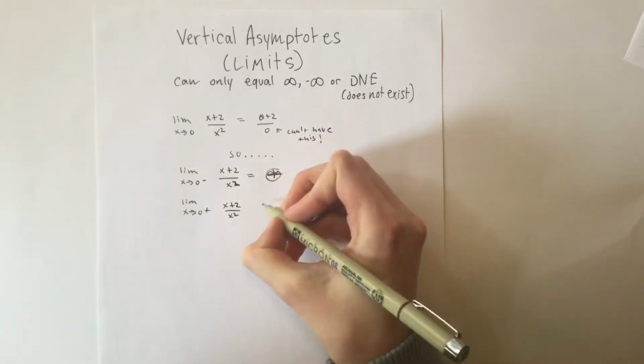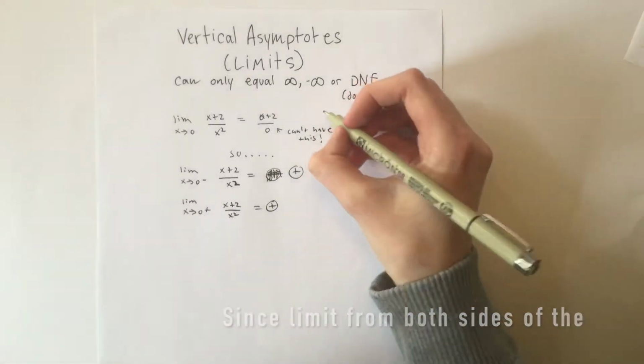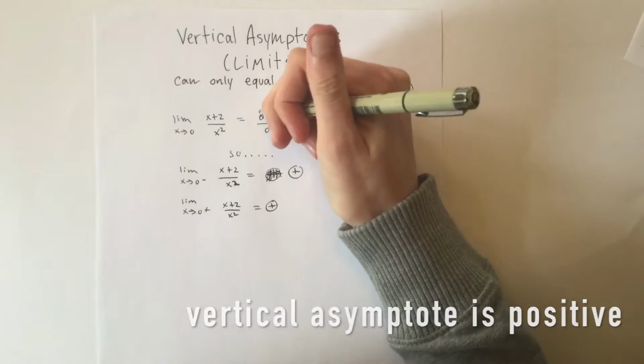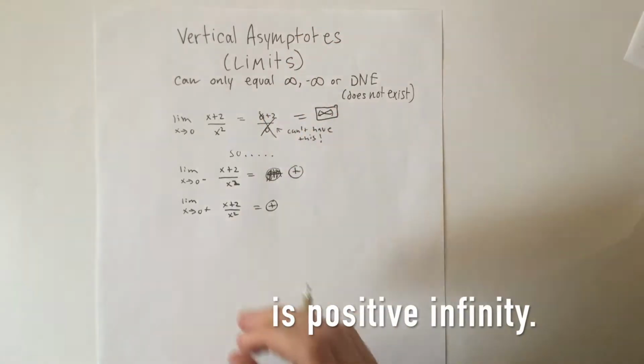Now you look at the limit from the right as it approaches 0. And you plug in 0.1. And when you plug that in, you get a positive. Since they're both positive, the limit as x approaches 0 is positive infinity.